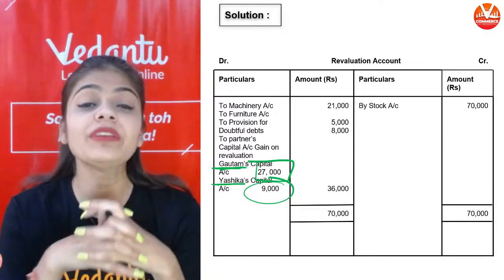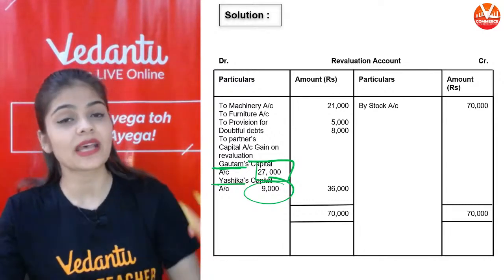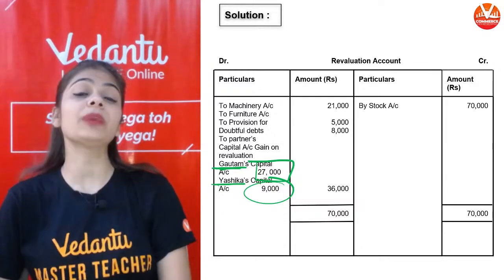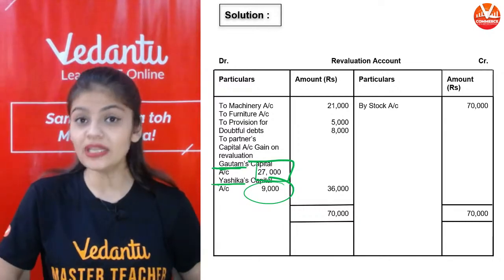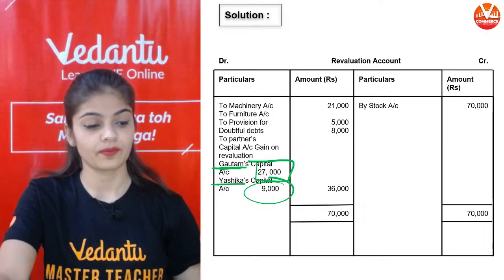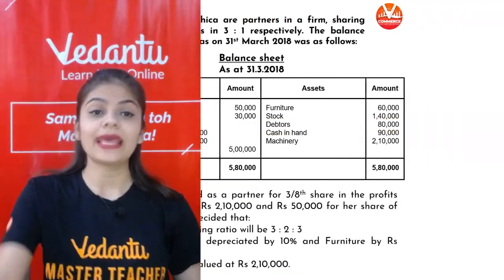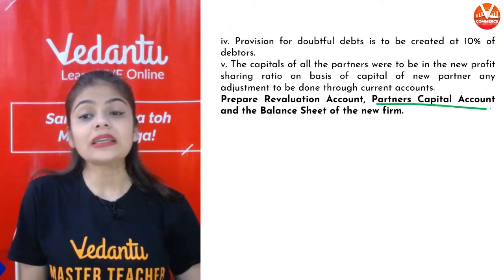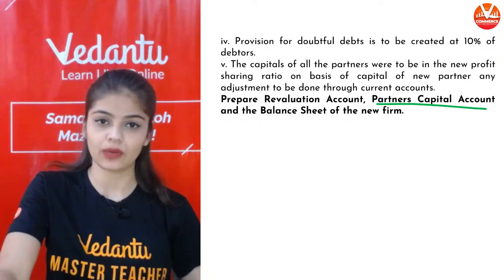So this is how we will prepare the revaluation account. We have recorded losses on the debit side, profit on the credit side. Then you will find out the balancing figure, which can be either profit or loss. So here it is a profit of 36,000, which is distributed among old partners in the old ratio. So now we have prepared the revaluation account. Then after the revaluation account, you have to prepare the partners' capital account.